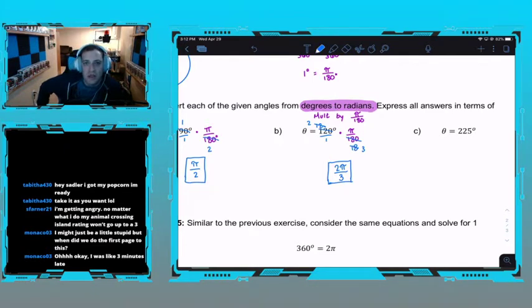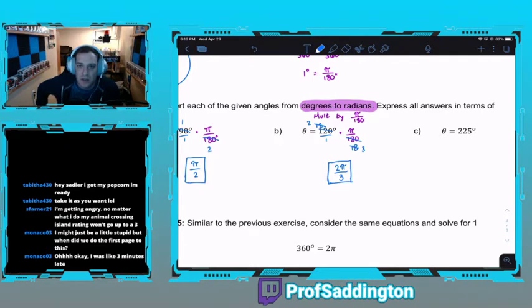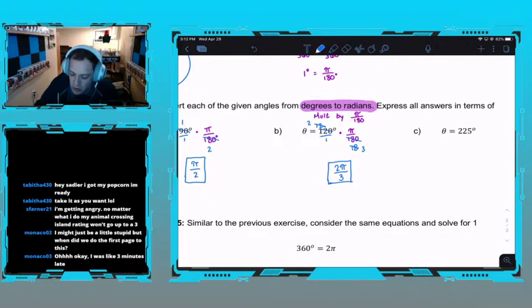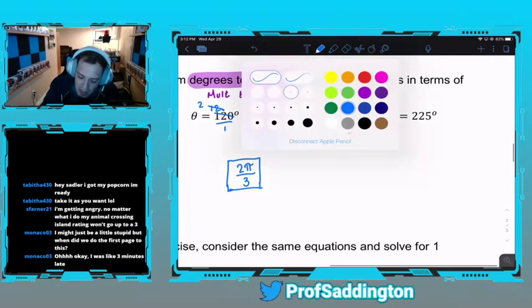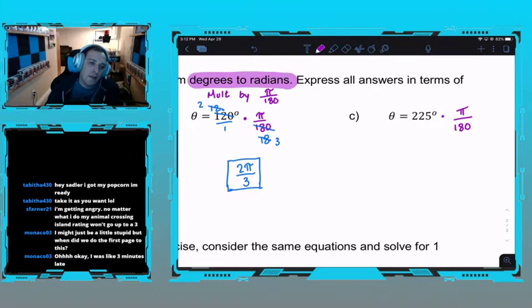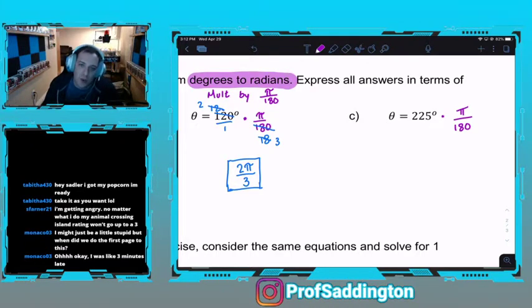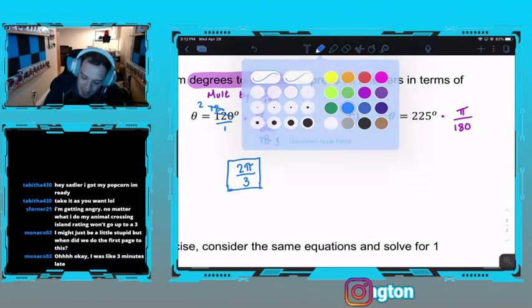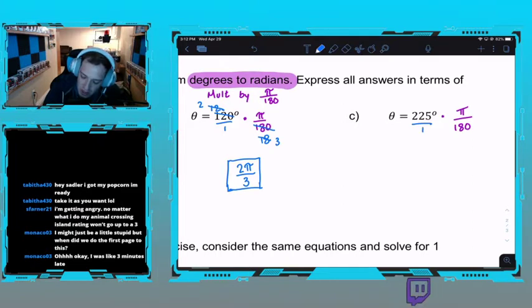Last one, we got theta is equal to 225. I'm going to do the same exact thing. I'm going to multiply it by pi over 180. And I just want to show you guys something. Some of you guys are not going to be able to do the math off the top of your head. So if you put it over 1 and you can't cross cancel it, you can just write it as 225 pi over 180.